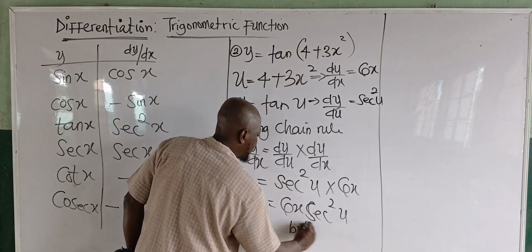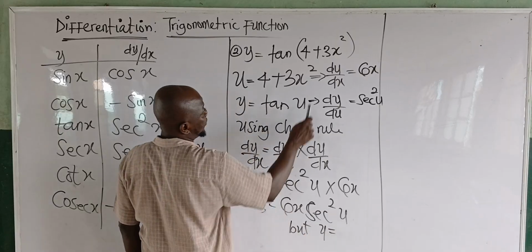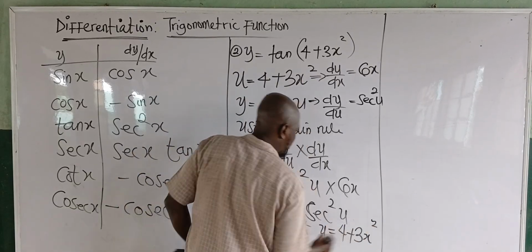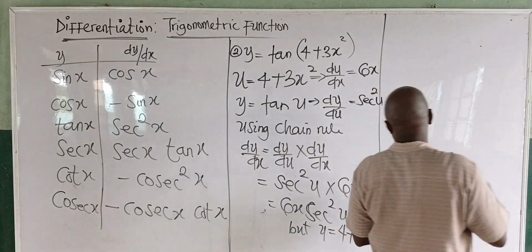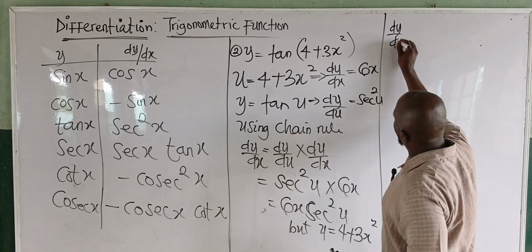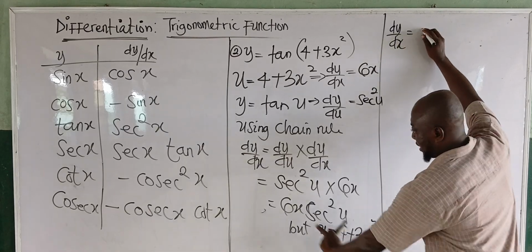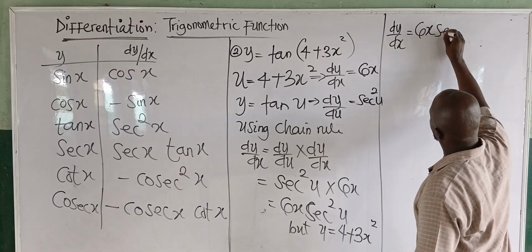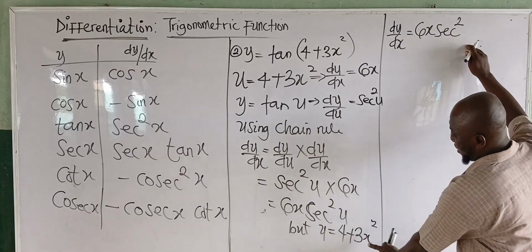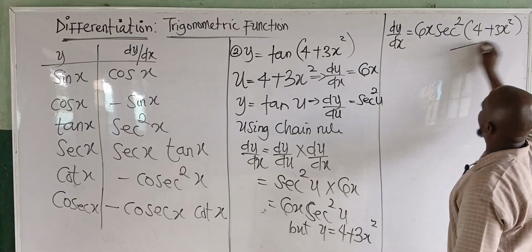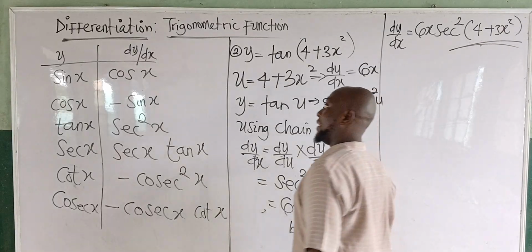But we already know that we said let u be what from the beginning? 4 plus 3x squared. That's what we said. So going further, what do I know now? I will simply say that your dy over dx therefore becomes what? Start from here. So we say 6x sec squared. Don't put your u again, put this into bracket, 4 plus 3x all squared. This is how this is solved.